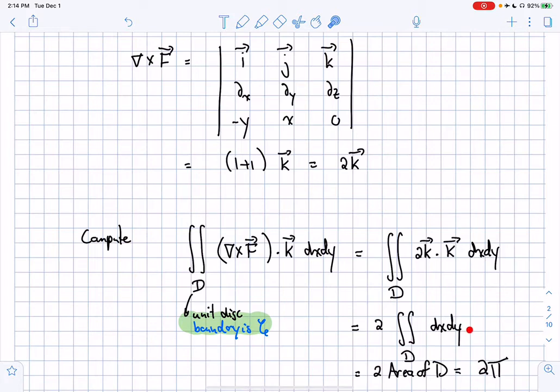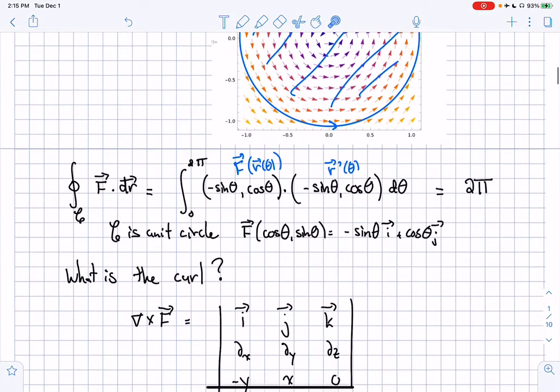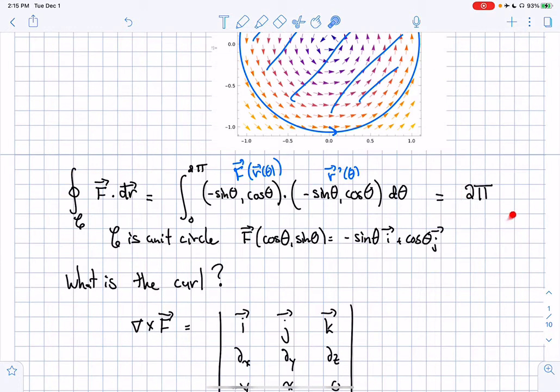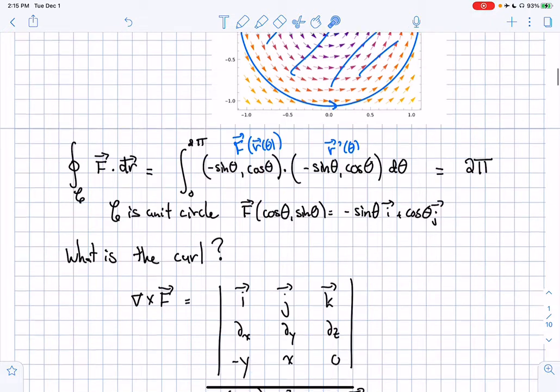over D dx dy. So since what I integrate here is a function 1, this reduces to the area of D in this case. And the area of D is the unit disk, so it's just pi. Okay, so 2 times pi gives me 2 pi, and that's exactly the same thing as here, as the line integral. Okay, so what we did here is verify Green's theorem for that particular example.